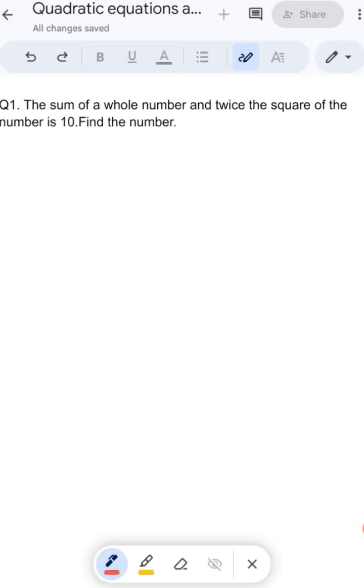Bismillahirrahmanirrahim and Assalamu alaikum. We are starting with the revision of exercise 5b, most probably question number 1 till 5. So let's start with the first question.